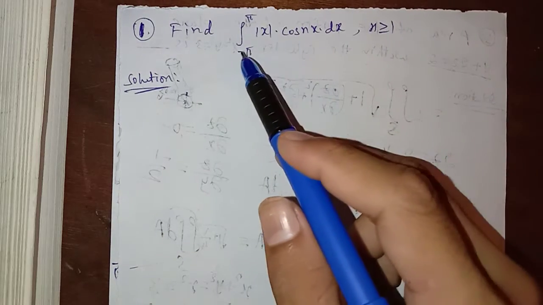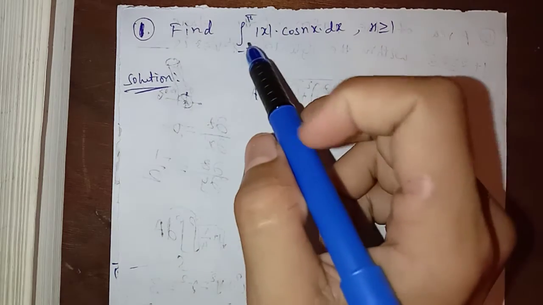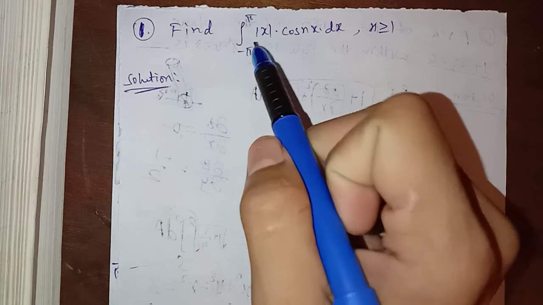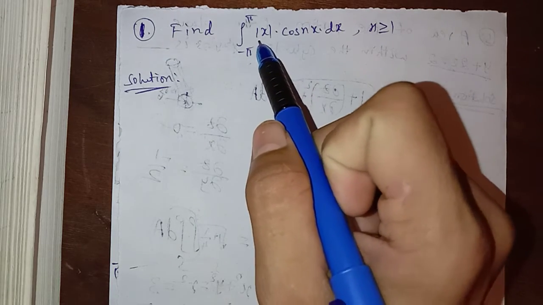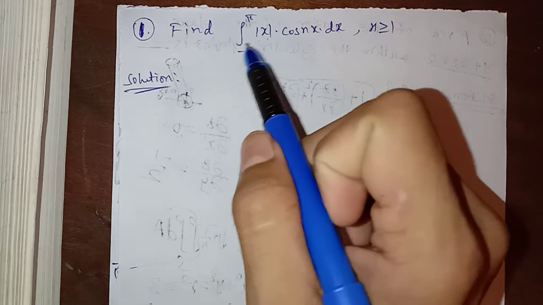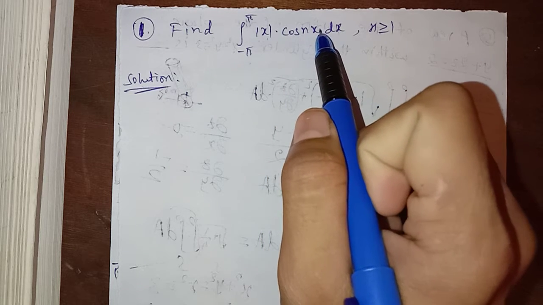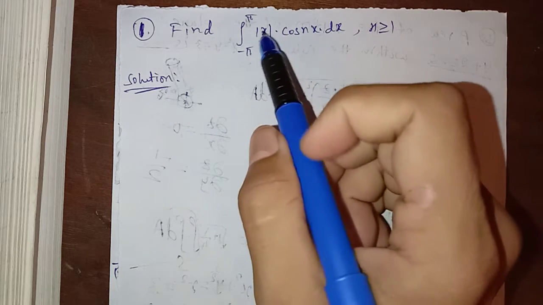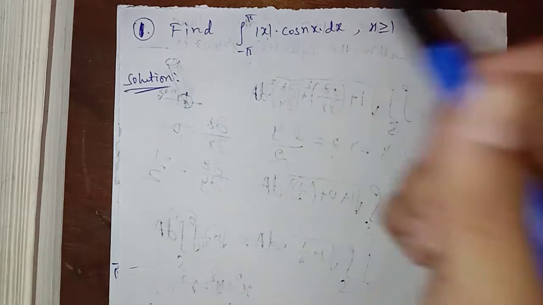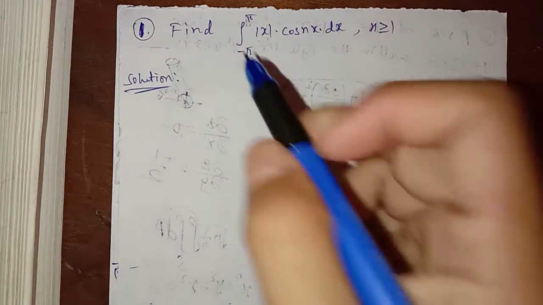Find this integral. They give the integral of modulus of x times cos nx with respect to dx, and we have to integrate this function from minus pi to pi. What is modulus of x?